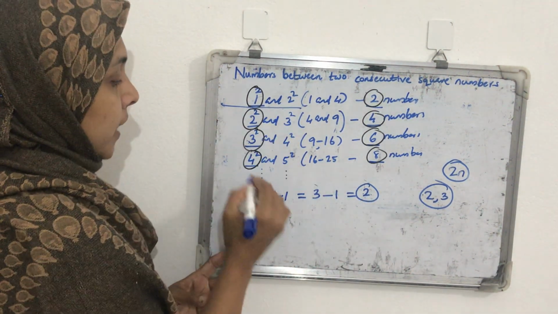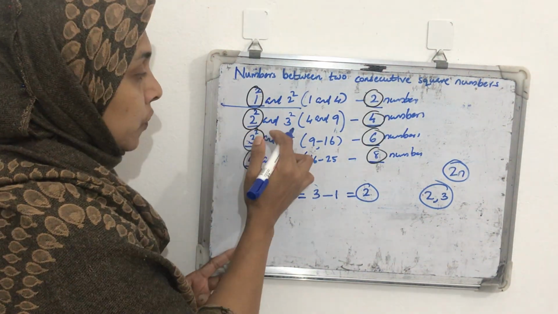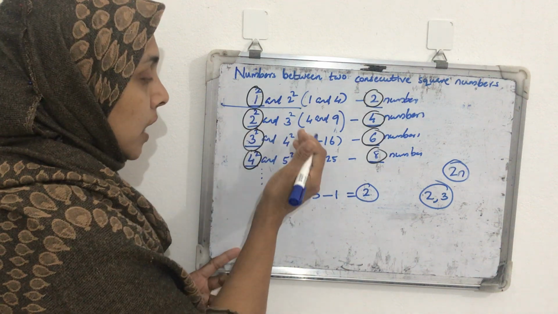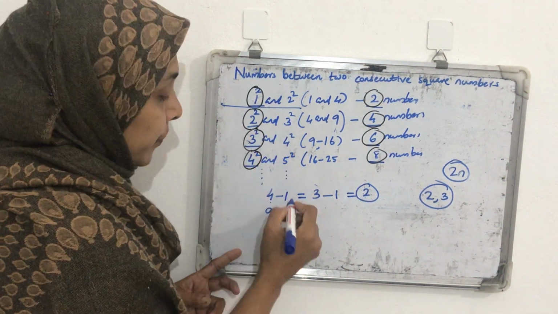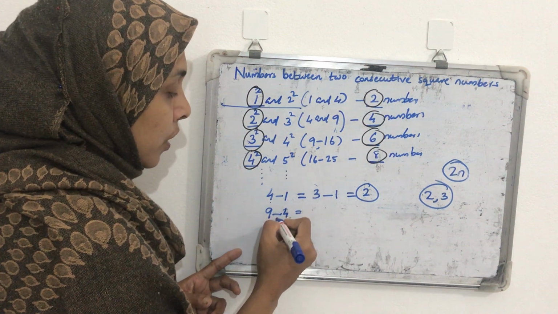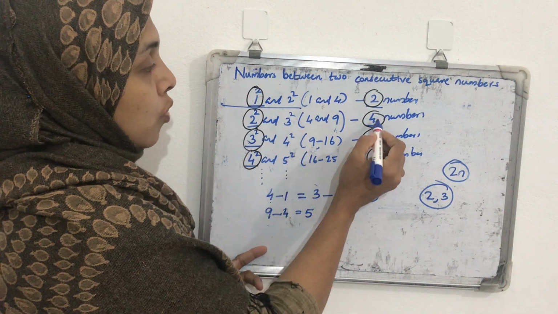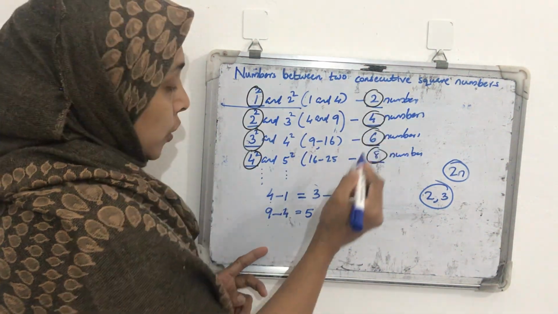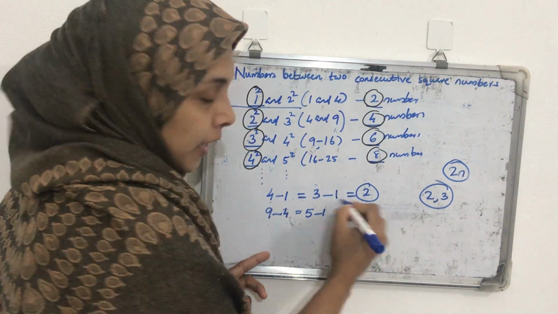Just the same for the next also. If it is 2 square and 3 square, we are subtracting 3 square, 9, and 2 square, 4. 9 minus 4 we know that is 5. So here how many numbers are there? 4. So from 5 when we subtract 1, we will get the correct number.